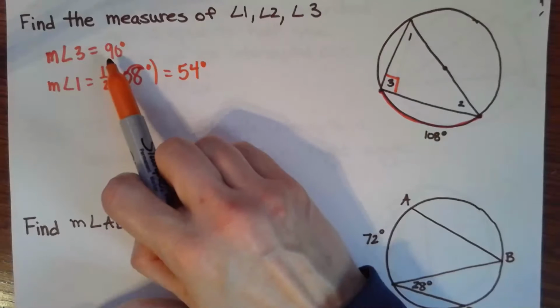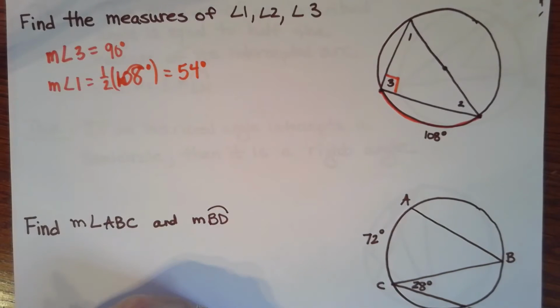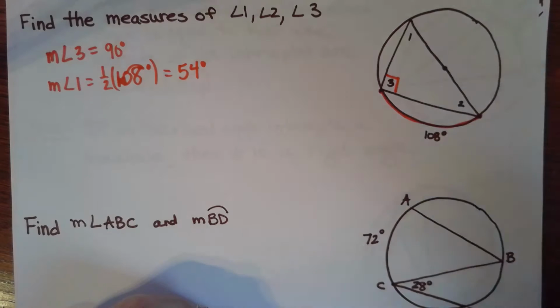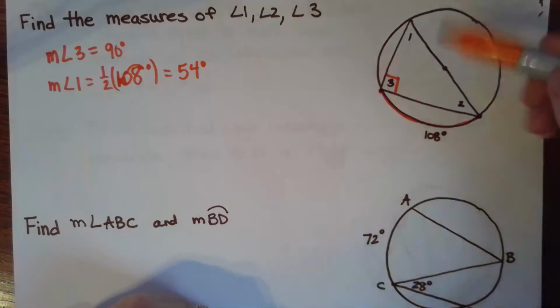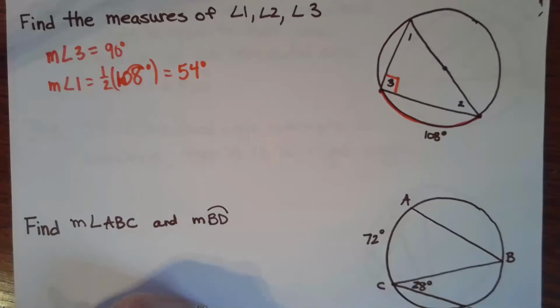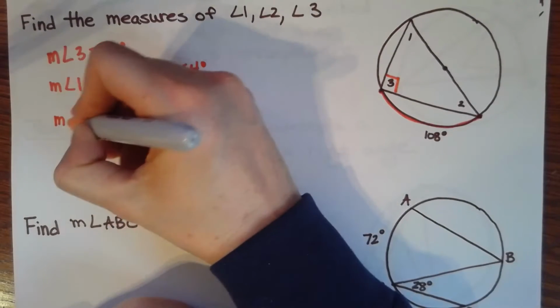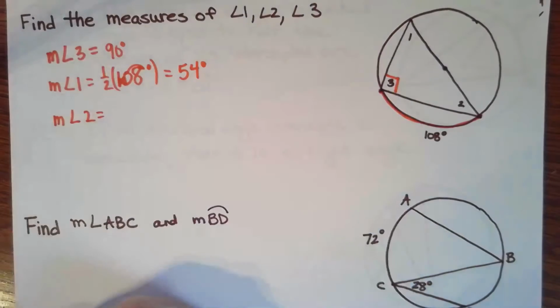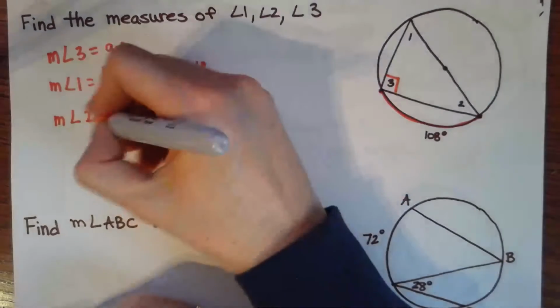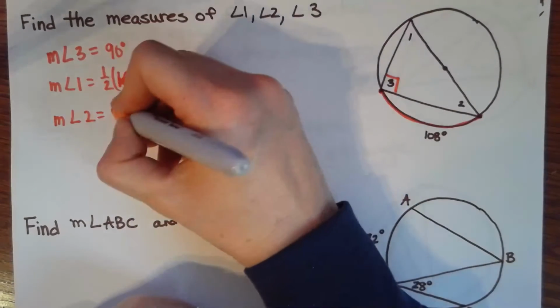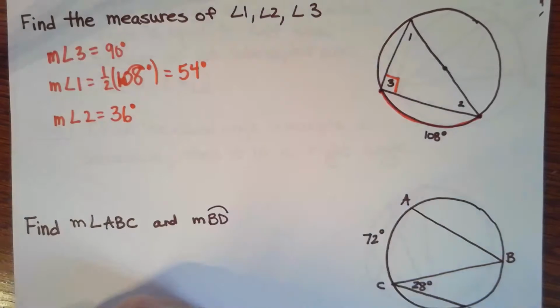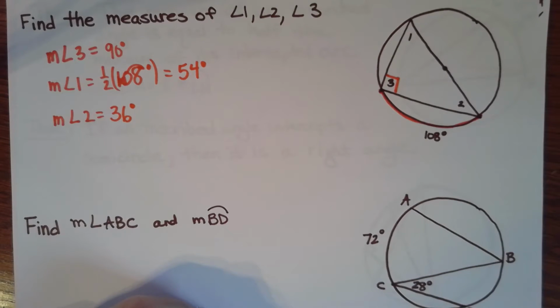Okay, so we now have 90 and 54. And so that should be enough to help us know angle 2, because it's in a triangle, angles 1, 2, and 3 have to add up to 180. So the measure of angle 2 is going to be 36 degrees, so that they will all add up to 180. Okay.